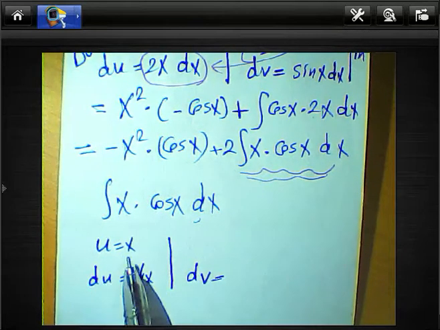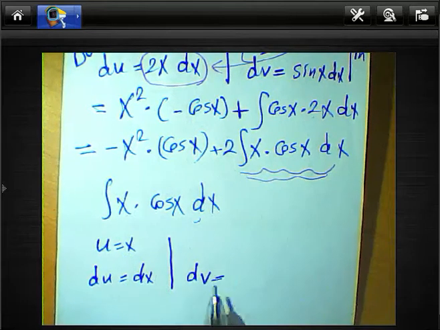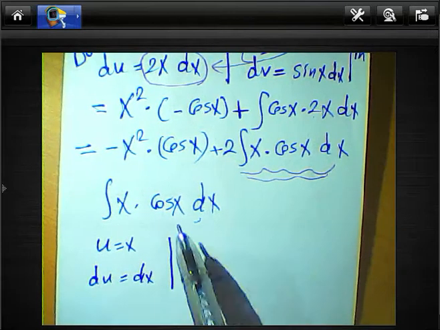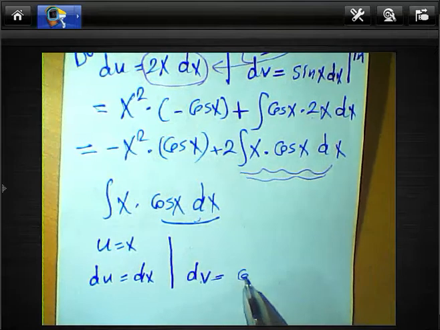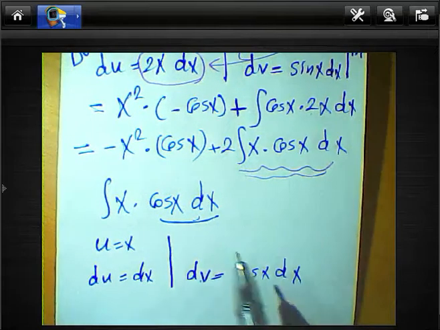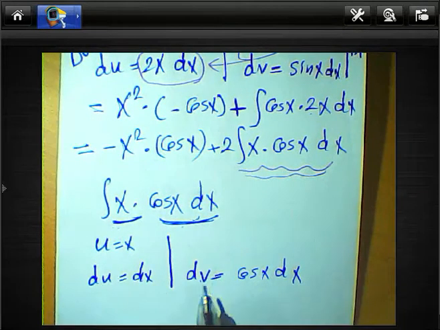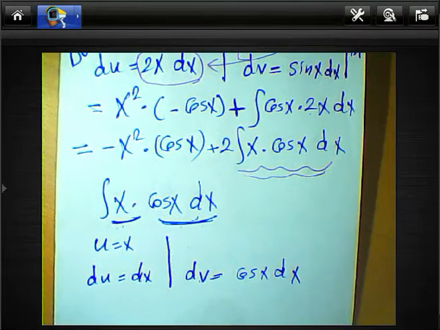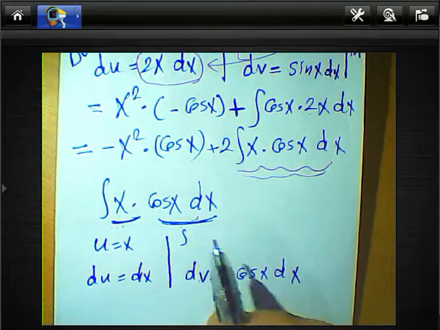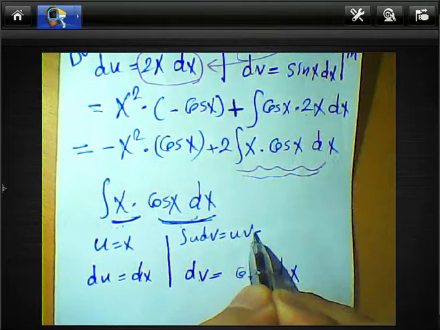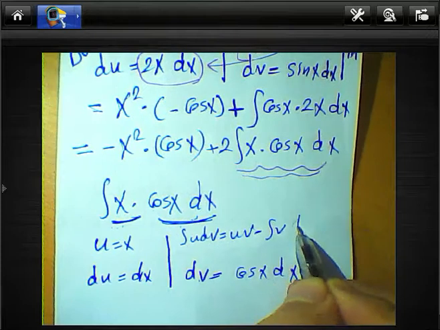Again, u equals x and dv equals cosine x dx. Using this rule, the integration of u dv equals uv minus the integration of v du.